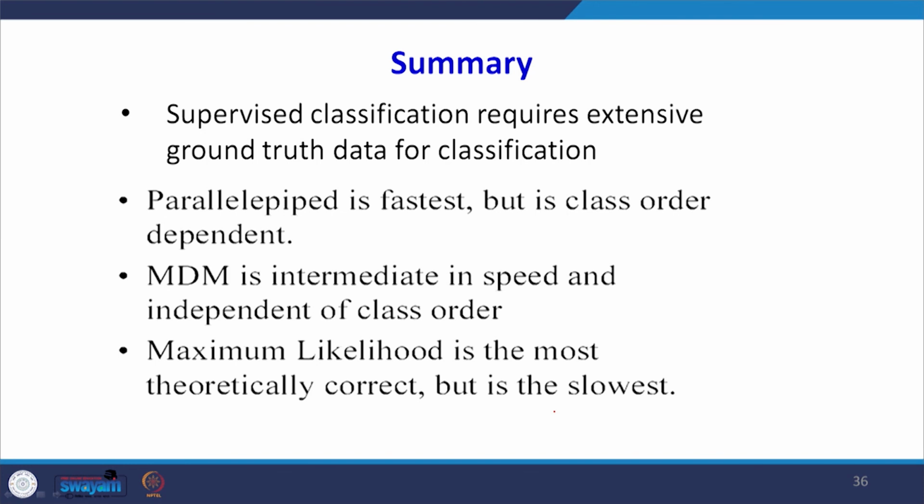So in a nutshell, the supervised classification methods require a lot of ground truth data to carry out accurate, correct classification of the data. Out of the 3 techniques which I have explained, the parallelepiped technique is faster, but the class order is dependent on that. The minimum distance to mean classifier technique is intermediate in speed and independent of the class order, while the third technique, the maximum likelihood classifier, is the most theoretically correct. It gives very accurate results, but it is the slowest.